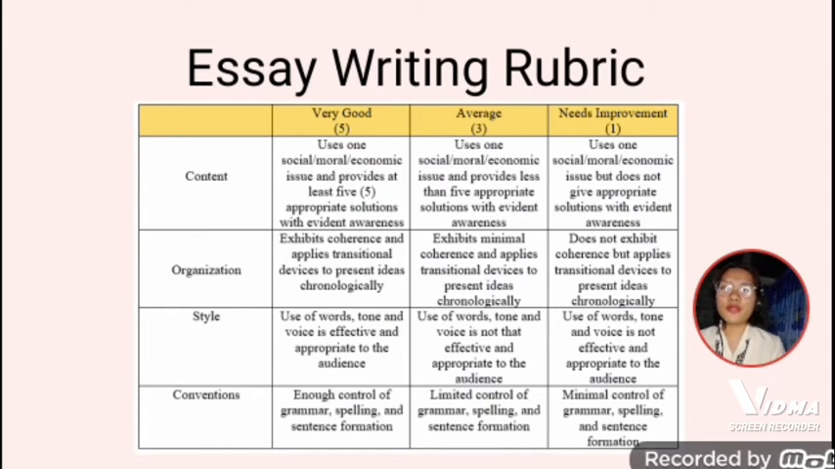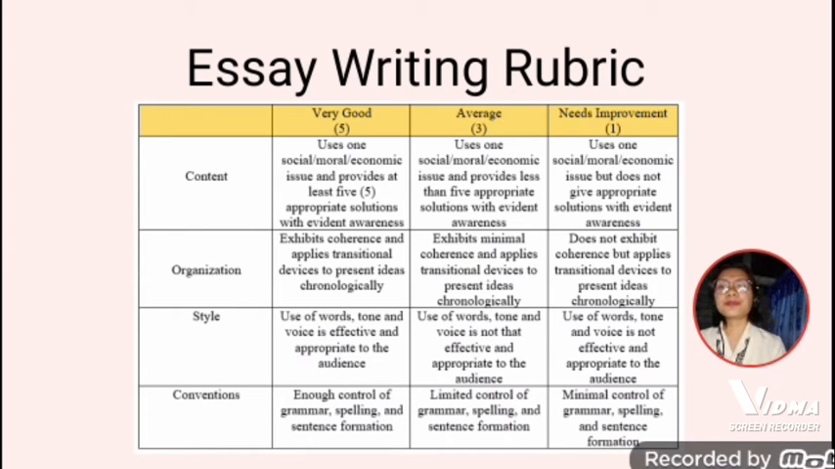So 3 points if you exhibited minimal coherence and applied transitional devices to present ideas chronologically. And 1 point if you did not exhibit coherence but applied transitional devices to present ideas chronologically in your paper. And for the style, 5 points if you use words, tone and voice in an effective and appropriate manner to cater to the audience. And 3 points if you use words, tone and voice in a not so effective manner. And 1 point if you use the words, tone and voice in a not effective and appropriate manner.